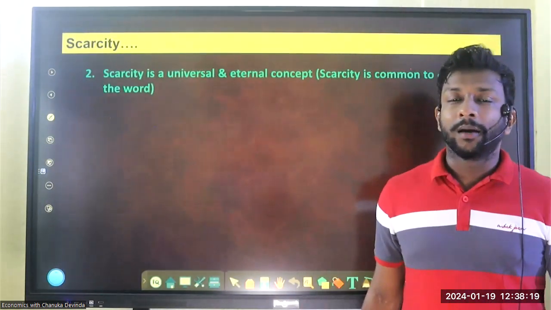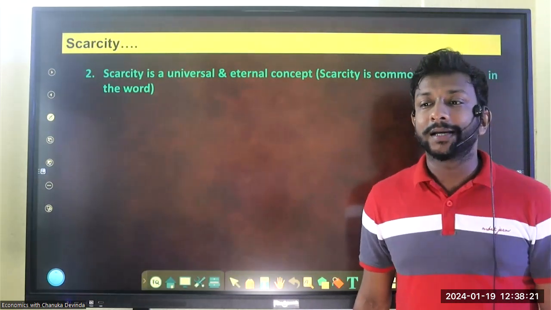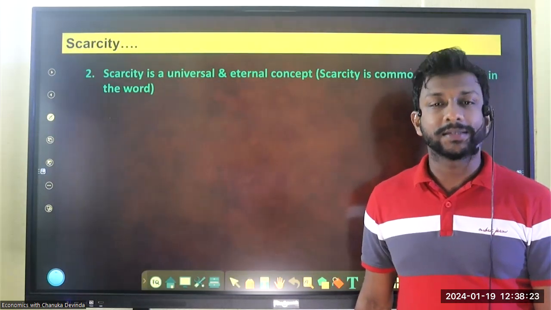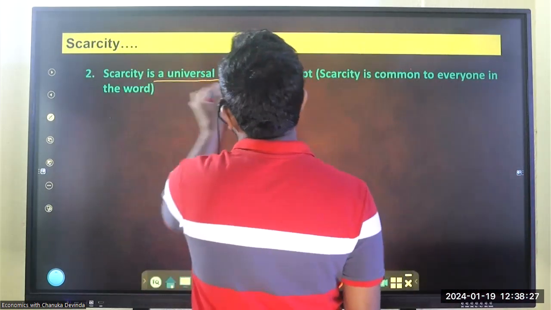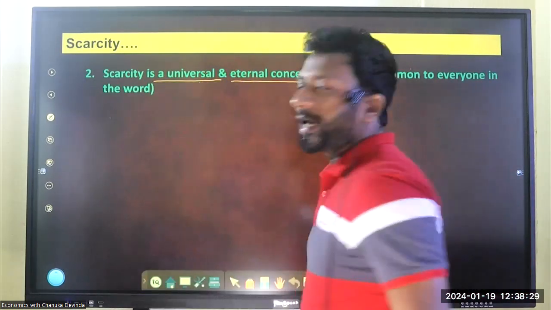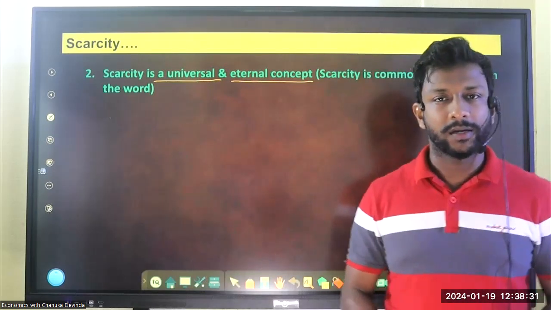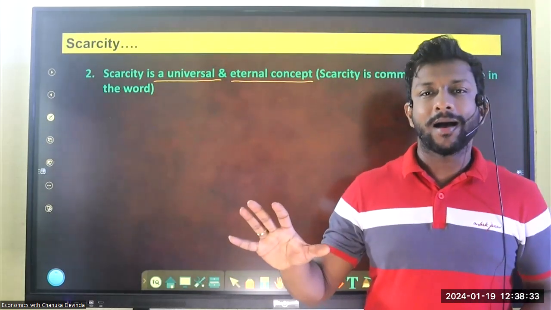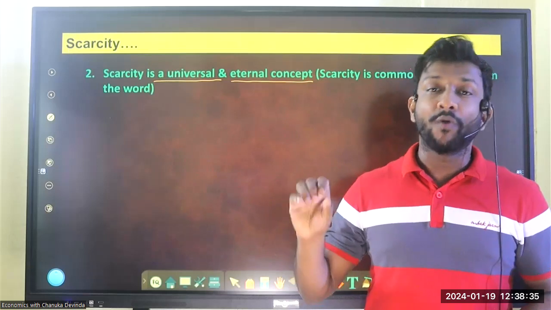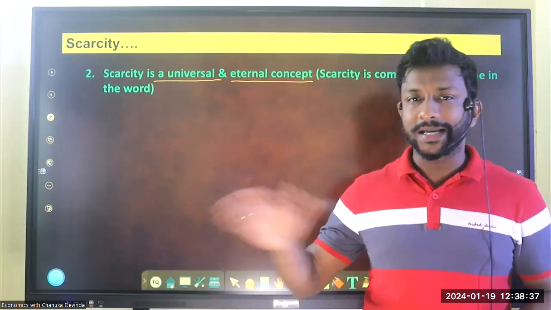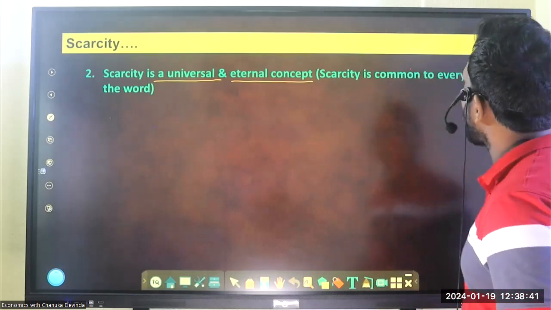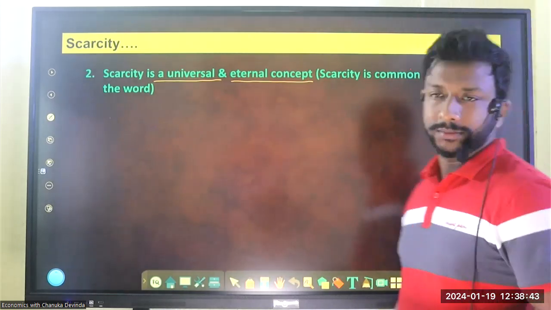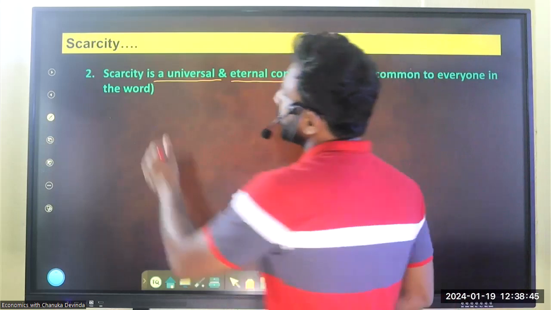Next one. Scarcity is a universal concept, or eternal concept. It cannot be eliminated in any circumstance, right? Unless there are limited wants or unlimited resources, scarcity cannot be eliminated. Scarcity is common to everyone in the world, right?